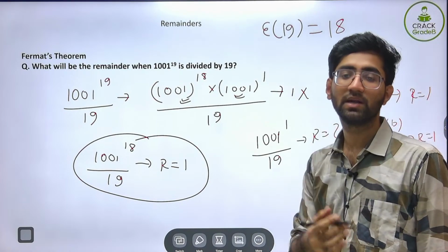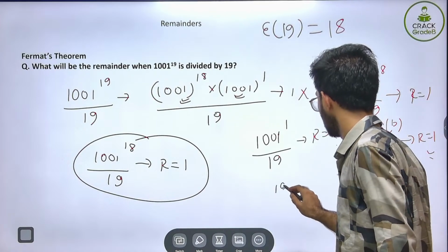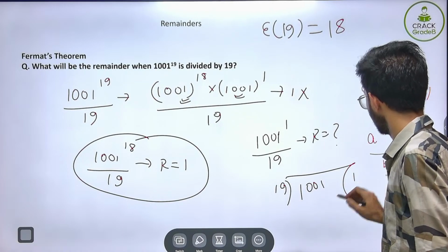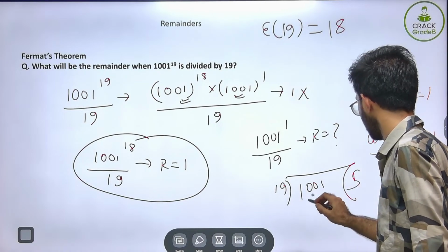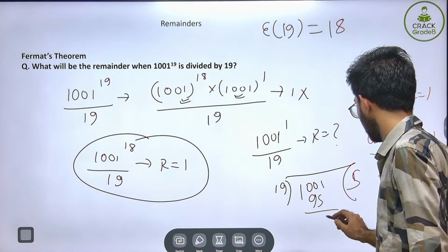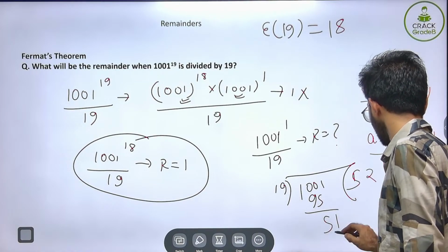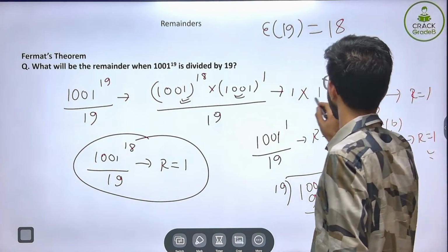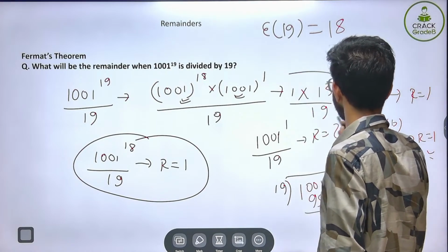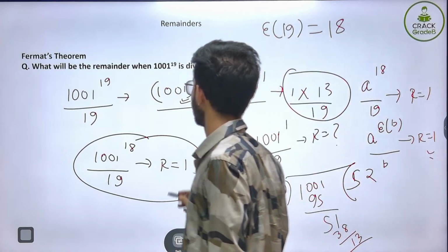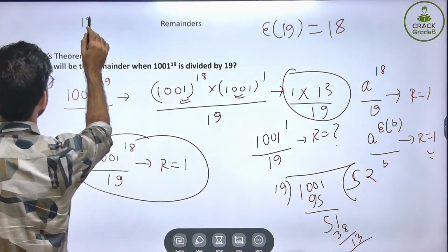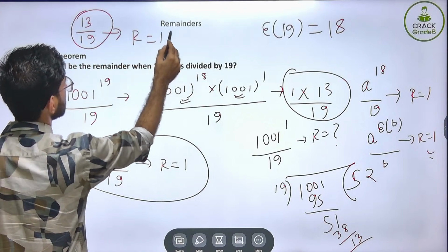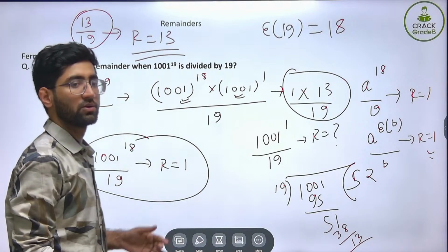Can we do the simple division? Yes, let us do. So let us divide 1001 by 19. So 19 into 5 is 95. Then obviously 19 into 2 is 38. So the remainder is 13. So 1 into 13 by 19. What is 1 into 13? 1 into 13 is 13. So if you divide 13 by 19, what will be the remainder? Remainder will be equal to 13.